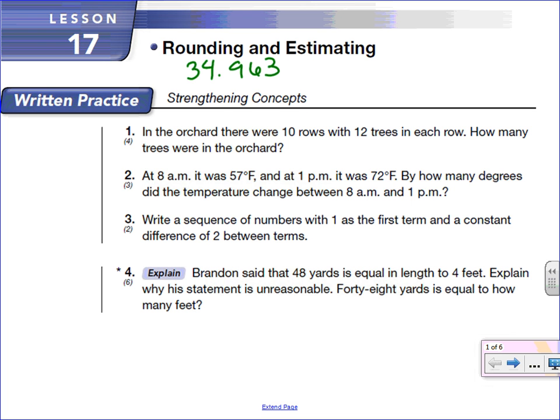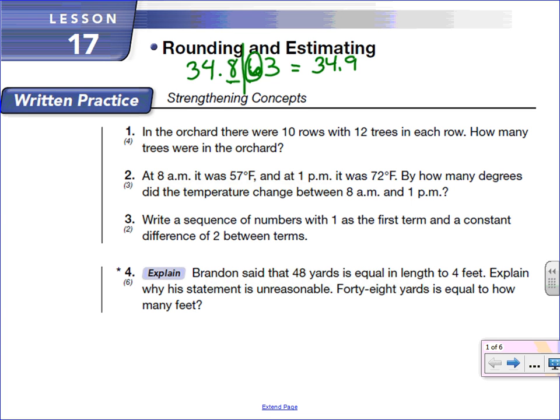So if I have 34.863 and I'm going to round it to this digit here, I'm going to cut it off, but I have to look at this number. Since this is a 6, that's going to make the 8 round up, so it's going to be 34.9.